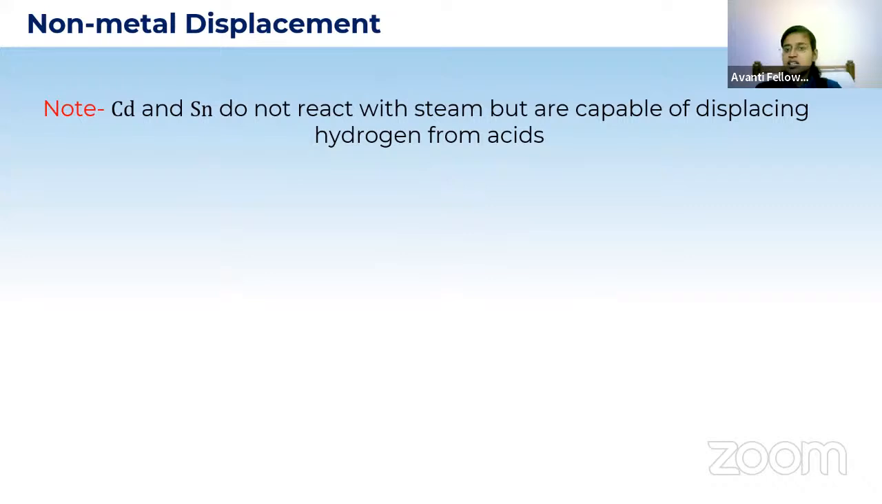Do not react with steam but are capable of displacing hydrogen from acids. So who are these cadmium and tin? Both of them are metals. Cadmium is a D block metal and tin is a P block metal. So these two metals do not react with steam. Steam means H2O in gaseous form.